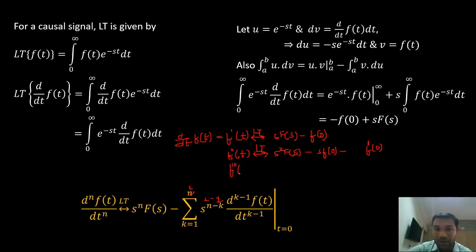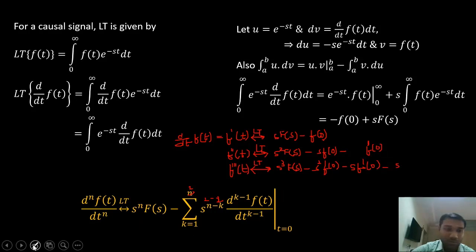Similarly, for d cube by dt cube of f of t, that is the third order differentiation of f of t, my Laplace transform is going to be s cube into F of s minus s square into f of 0 minus s into f dash of 0 minus, so there will not be any s, right?